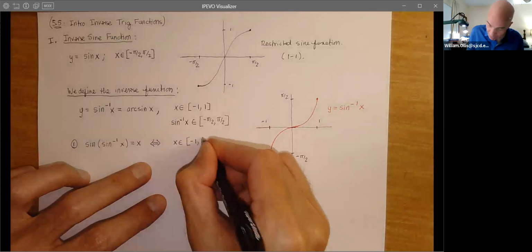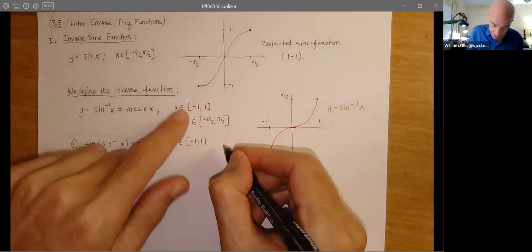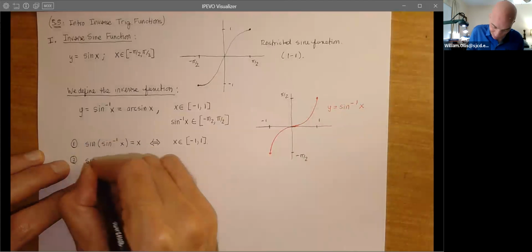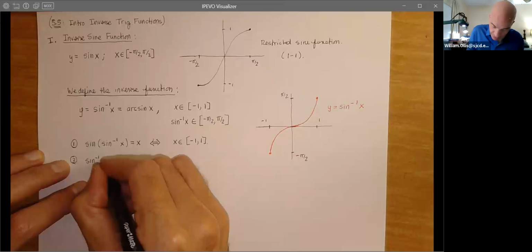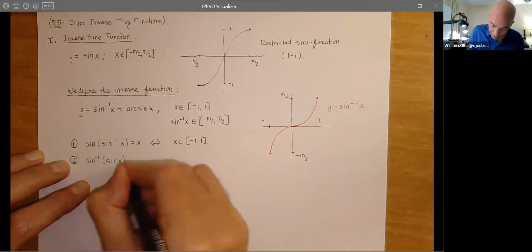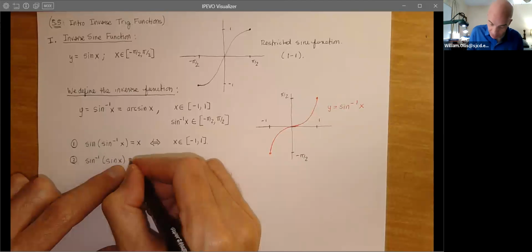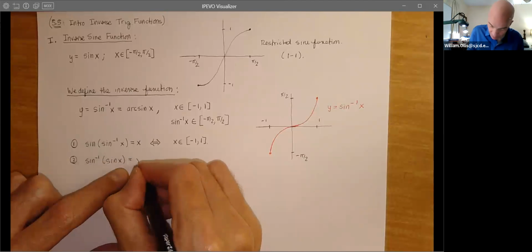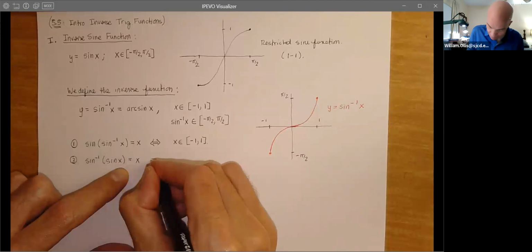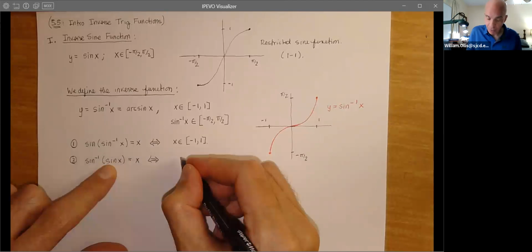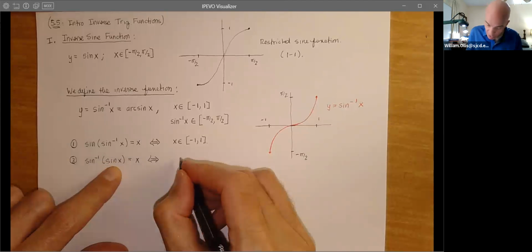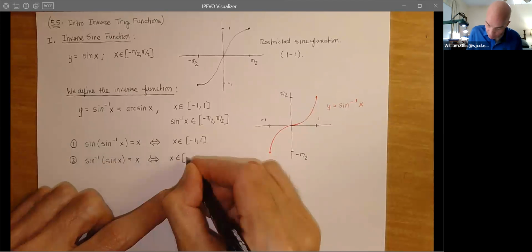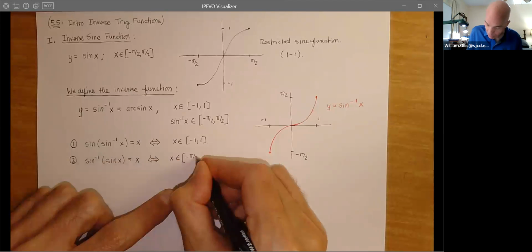It's got to be defined basically based on this. And then two, the inverse sine of sine of x will be equal to x as long as we obey the domain of the sine, or the range of the inverse sine. So this has to be in the output, so to speak, of the sine. So this will be x element of -π/2 to π/2.